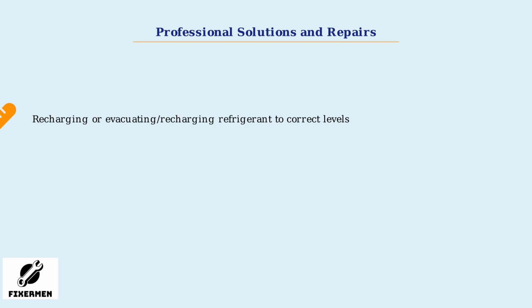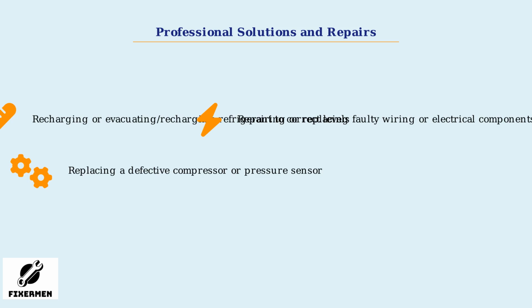for efficient operation. Electrical issues require careful attention to wiring and components. Professionals will inspect and repair or replace any faulty electrical connections, sensors, or control board elements that could be causing the E3 error. If the compressor or pressure sensor is malfunctioning, replacement is often necessary. These critical components are tested and swapped out with new parts to restore proper system function.